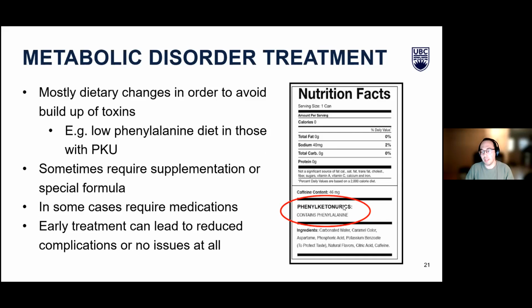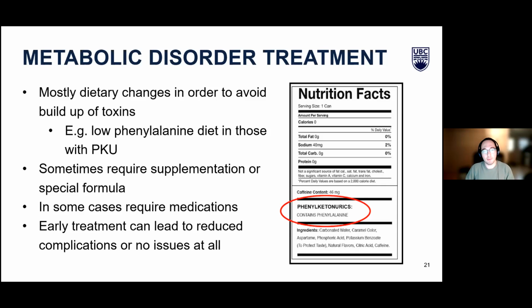So people with PKU, or obviously early on in the child's life, the parents of the child with PKU will need to just look for things that contain phenylalanine and try to avoid those things. They do need some phenylalanine in their diet. Obviously, phenylalanine is still something that's required, but you don't want too much of it so that it builds up to toxic levels. Some of the metabolic disorders will require supplementation.